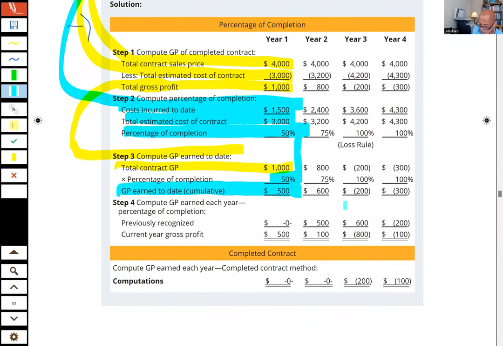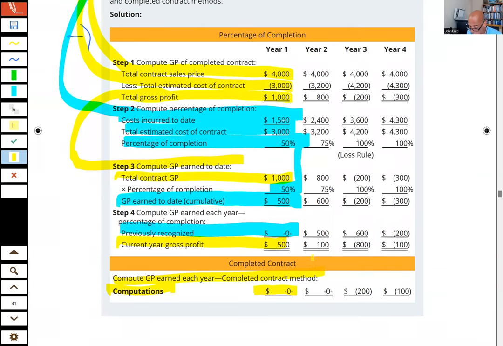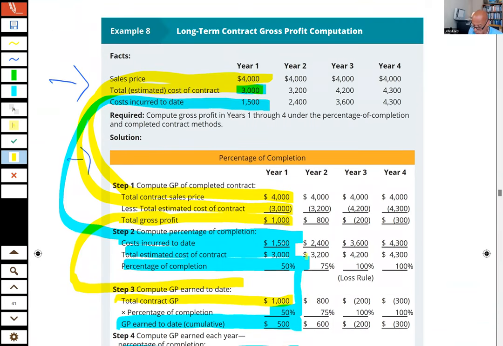Okay. Since I haven't recognized profit in any previous year, then under the percentage of completion method, I say, hey, I earned all that profit this year because I haven't recognized anything in the previous year. Now, notice, guys, under the completed contract method, it says, well, I'm not taking any profit till we're done. We ain't done, so I'm not taking any profit. Okay, all right, good. Then we go into year two.